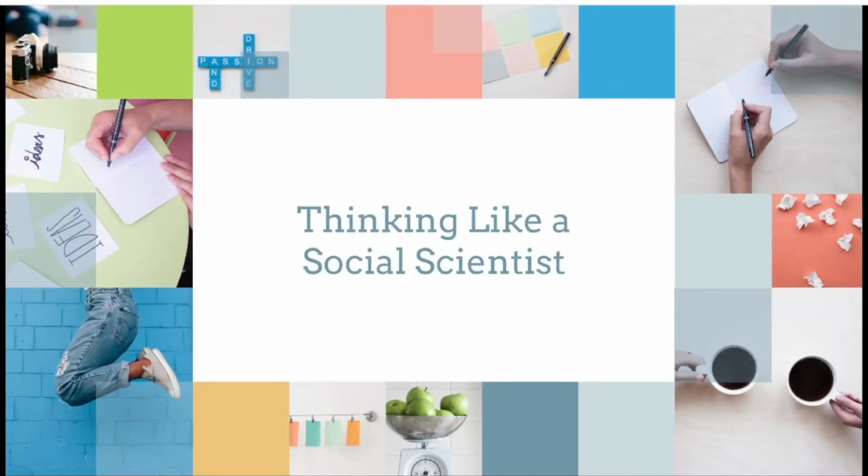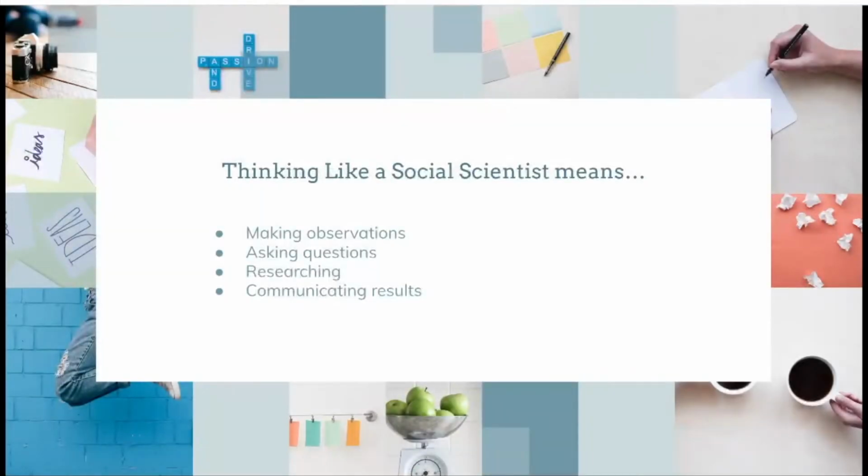Social studies teachers, my name is Kelly and I'm going to talk about one of the strategies we use in our social studies units. This strategy is called thinking like a social scientist. Let's start by figuring out what it means to think like a social scientist.